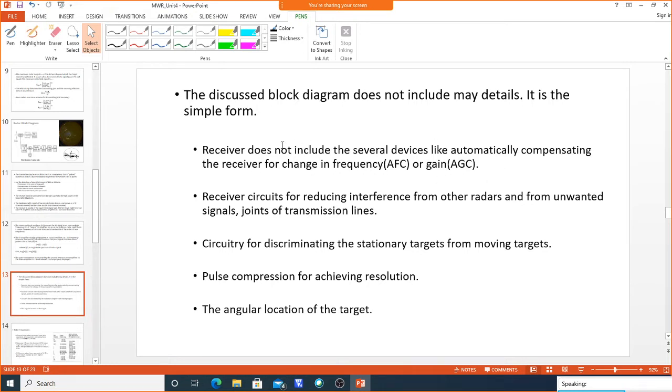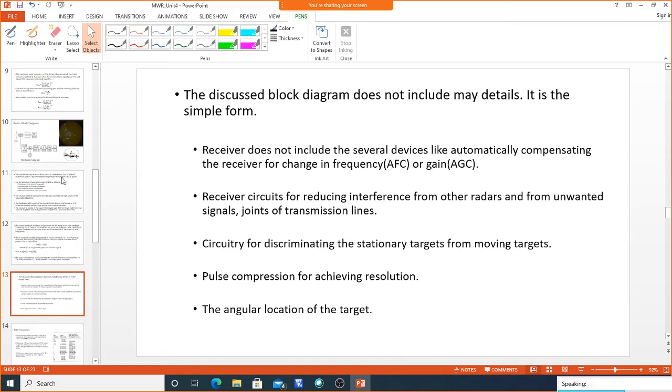In modern radar systems, the receivers also include AGC and AFC, which automatically compensate for noise levels and frequency changes. Also, receiver circuits for reducing interference are not included in this block diagram, nor are the transmission line joints and unwanted signals. Also, circuitry for discriminating stationary targets from moving targets is not included.